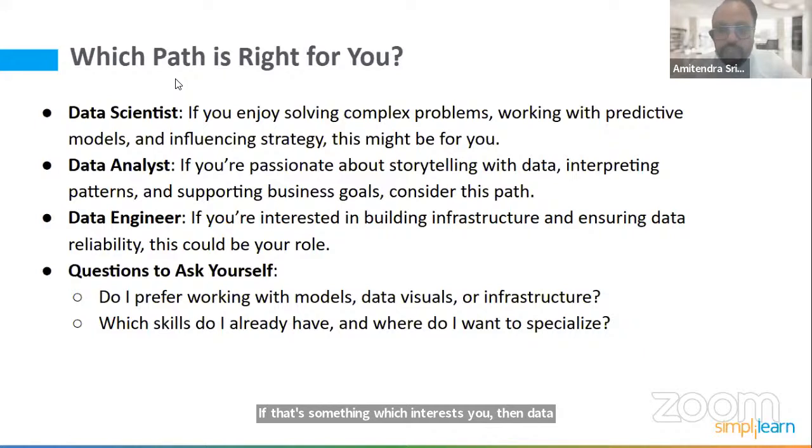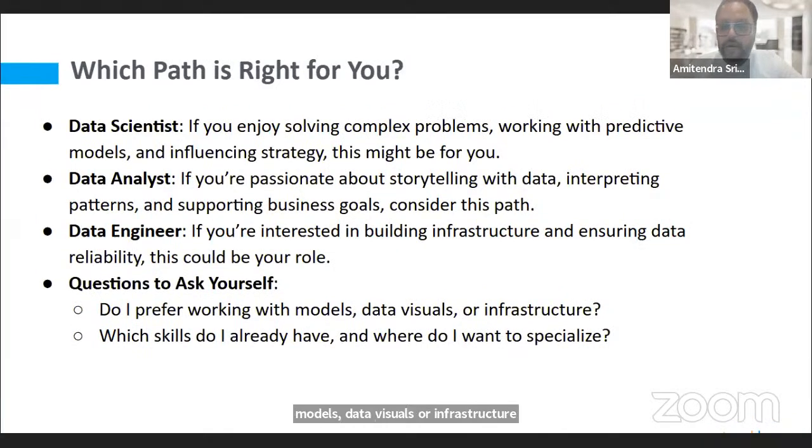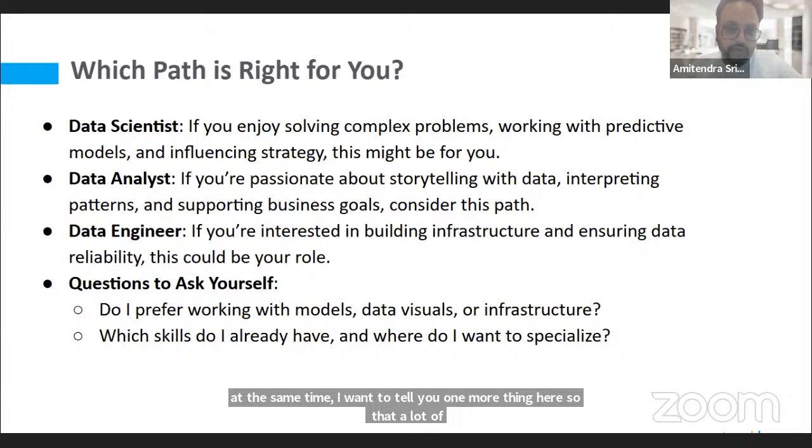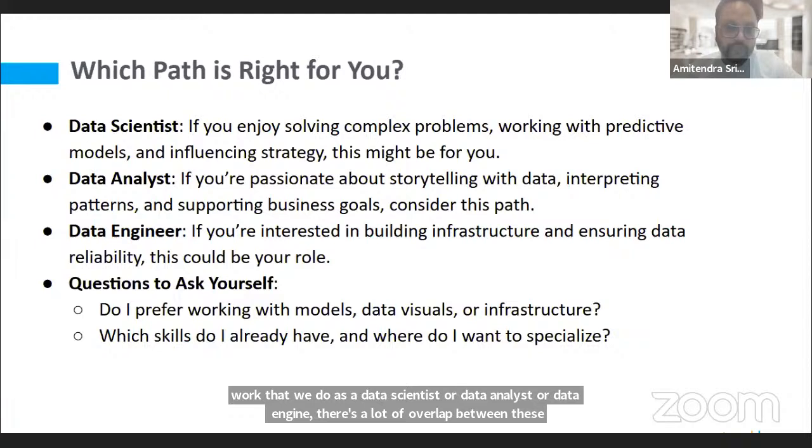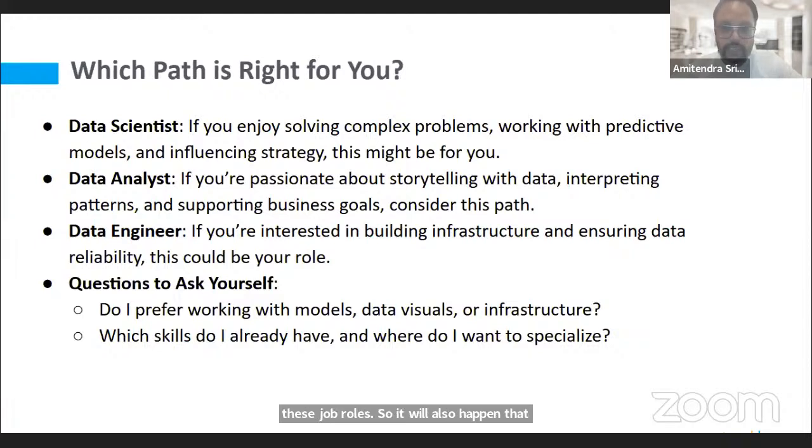And in order to decide what job role actually is suitable to you, ask yourself, do I prefer working with models, data visuals, or infrastructure? That way you will get the idea. But at the same time, I want to tell you one more thing here. A lot of the work that we do as a data scientist or data analyst or data engineer, there's a lot of overlap between these job roles. So it will also happen that you're working as a data scientist in a company, but they're also asking you to take up the deployment job. So be ready with that also.